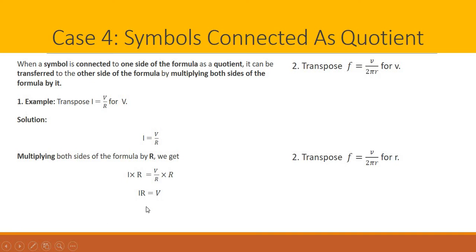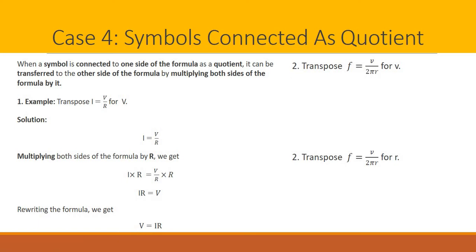In order to finish this question, you will just rewrite that statement so that the V is on the left. If you rewrite it, that's what you will end up with: V is equal to IR. And clearly here you can see that V is now the subject. Now let's look at example 2.